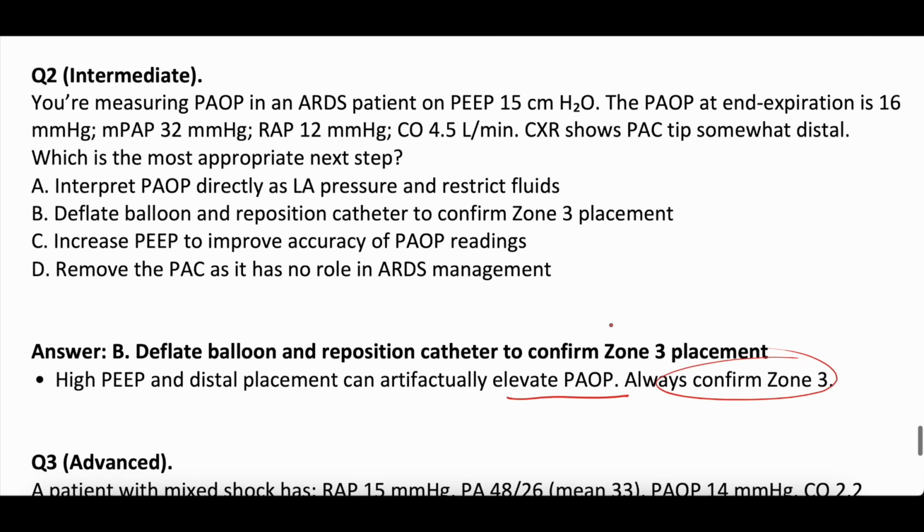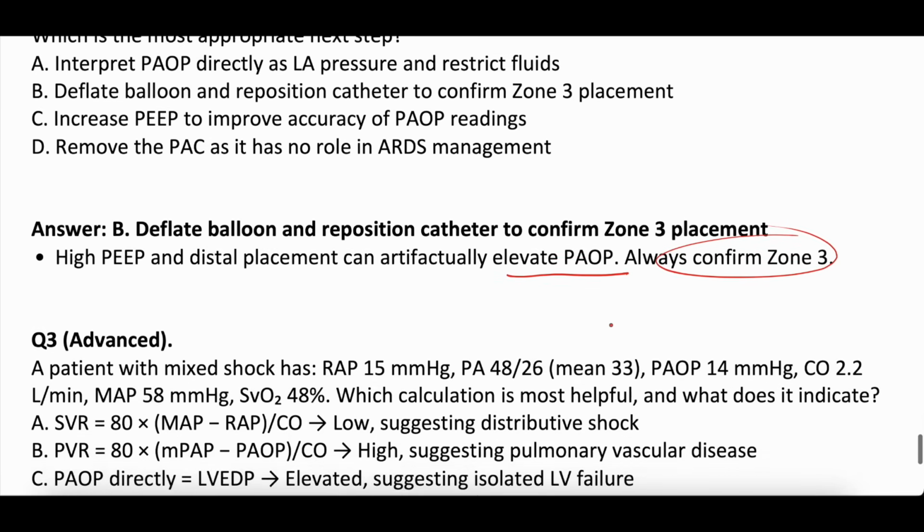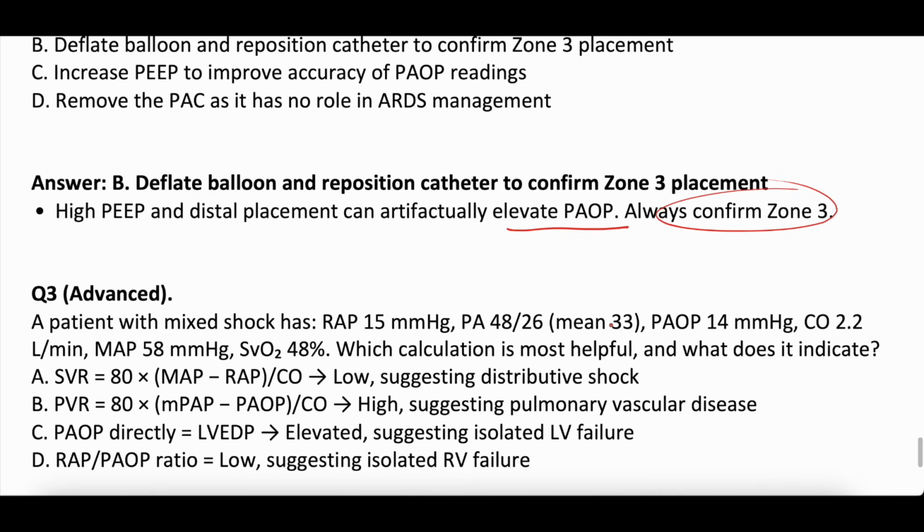All right, last is the advanced question. A patient with mixed shock has a right atrial pressure of 15, pulmonary artery pressure of 48/26, pulmonary capillary wedge pressure of 14, cardiac output of 2.2, MAP of 58, SvO₂ of 48%. Which calculation is most helpful and what does it indicate?